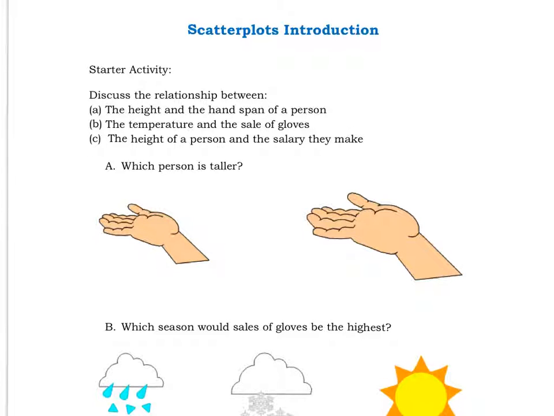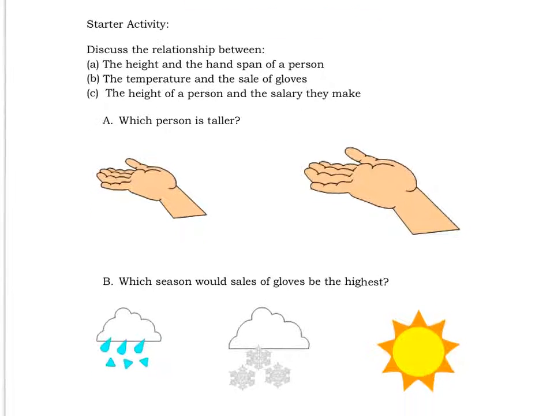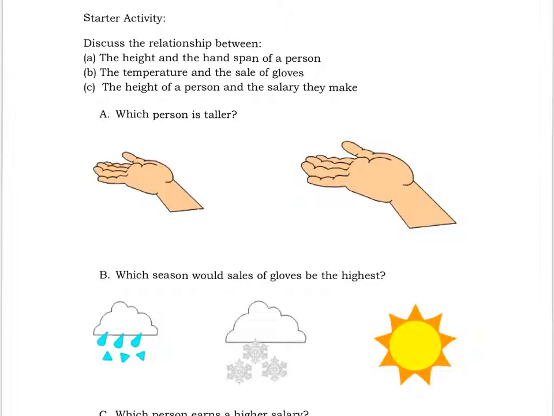Before we get into the math and graphing, I have 3 pictures here, and in each set of pictures, I want you just to think about the relationship that could possibly exist. So in the first one, there is a picture of 2 hands. One is smaller and one is bigger. What do you think the relationship is between the height and the hand span of a person?